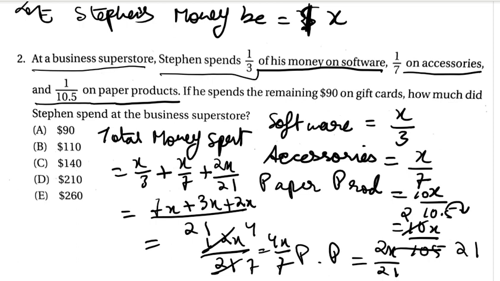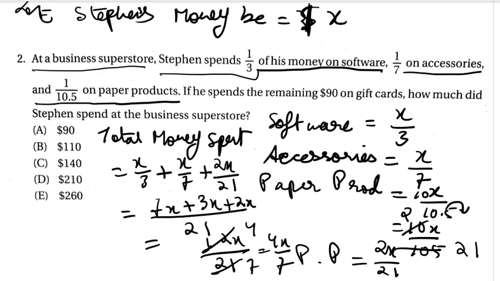So you see, he's spending this much. Calculate it once again and check if the calculation is correct. So it's 4 by 7. 3 4s are 12, 3 7s are 21. Yeah. So 4x by 7.